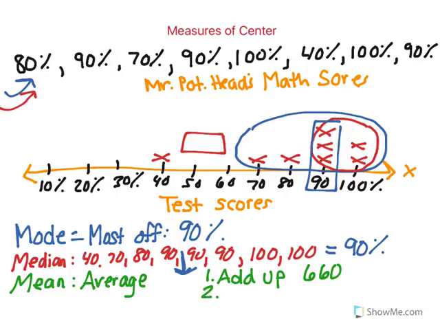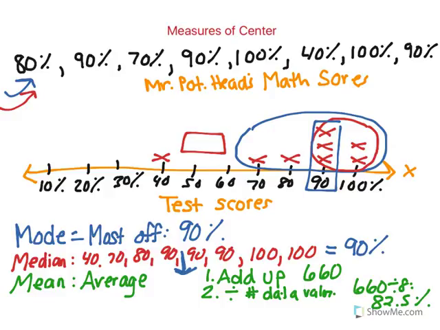And then you can divide by the number of data values. So in this case, I think we already realized that it's 8. So I'm going to take that 660 and divide it by 8. And that should give me my evening out. And it's telling me that Mr. Potato Head has an 82.5%, which is about an 83.